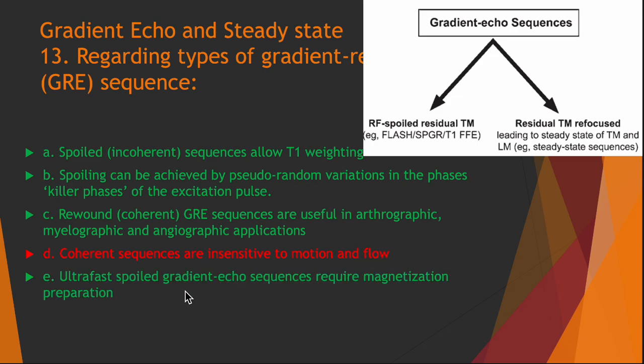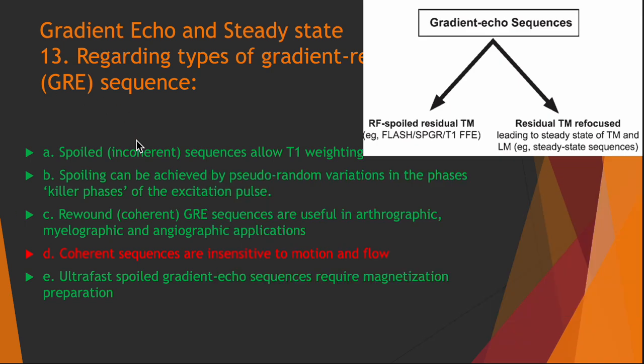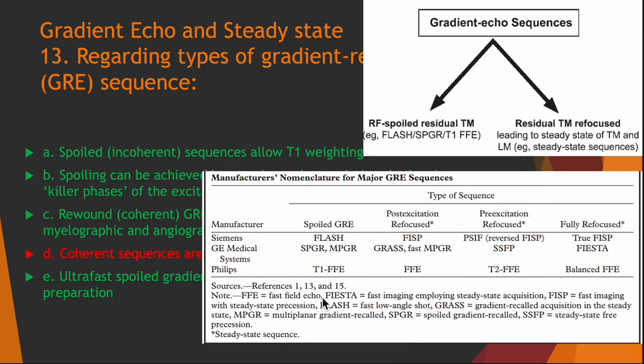Ultra fast spoiled gradient echo sequences require magnetization preparation. The answer is true, because due to very short TRs in these sequences, and in order to saturate the transverse magnetization, very small excitation flip angles are used, resulting in poor T1 contrast. This can be overcome by preparation pulses, such as a 180-degree inversion prior to the acquisition, which improves the T1 contrast between the tissues. So ultra fast spoiled GRE sequences require magnetization preparation. Just because we are using more interventions, they require magnetization preparation, if you can remember it that way.